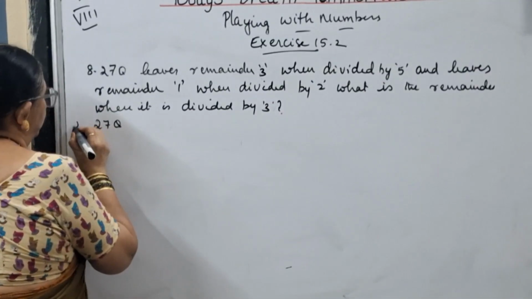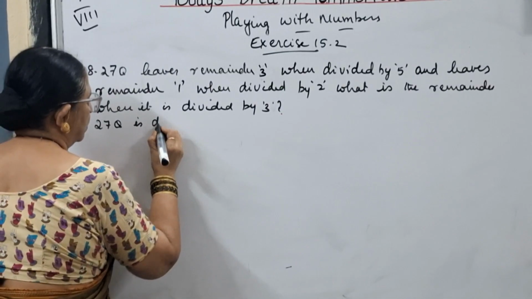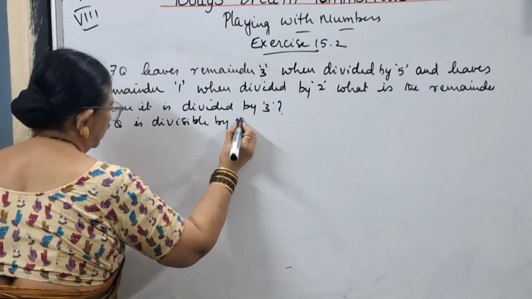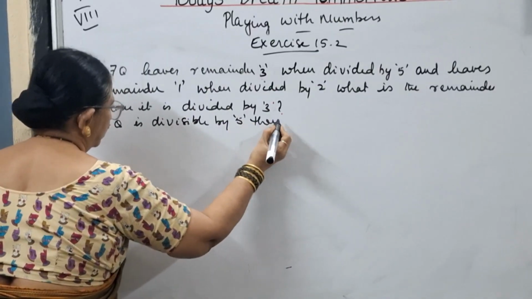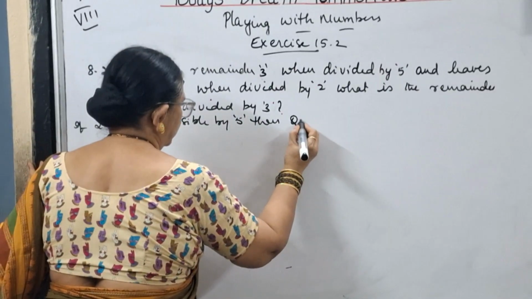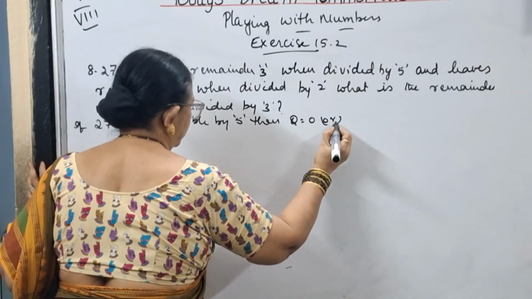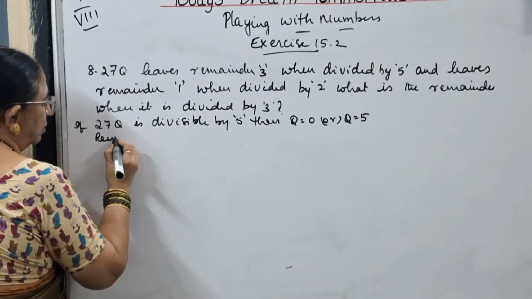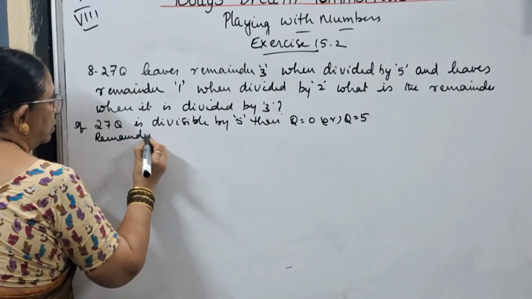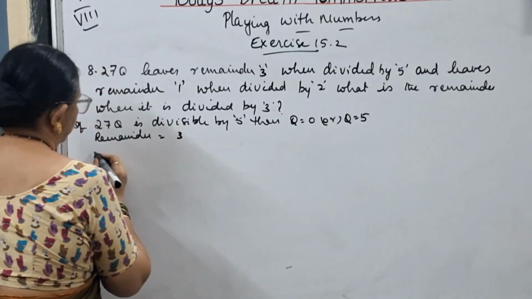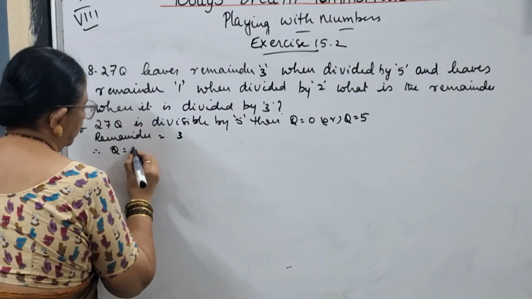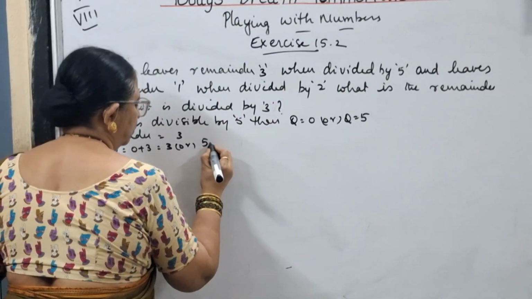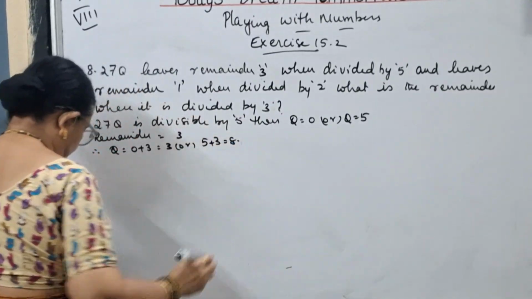27q. If 27q is divisible by 5, then q is equal to 0 or q is equal to 5. So here what is remainder? Remainder is 3. Therefore, q should be equal to 0 plus 3, 3, or 5 plus 3, that is equal to 8.